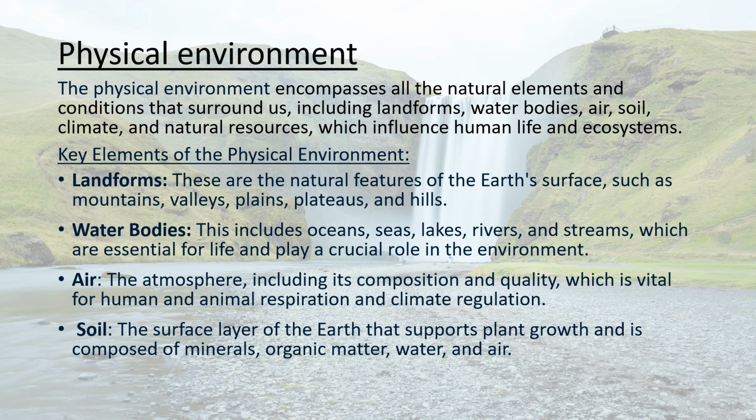The key elements of the physical environment are landforms. These are the natural features of the Earth's surface, such as mountains, valleys, plains, plateaus, and hills. Water bodies. This includes oceans, seas, lakes, rivers, and streams, which are essential for life and play a crucial role in the environment. Then there is air, the atmosphere, including its composition and quality, which is vital for human and animal respiration and climate regulation. Then there is soil, the surface layer of the earth that supports plant growth and is composed of minerals, organic matter, water, and air.